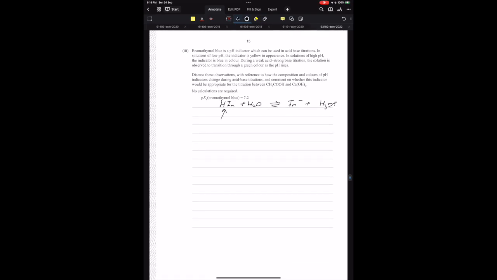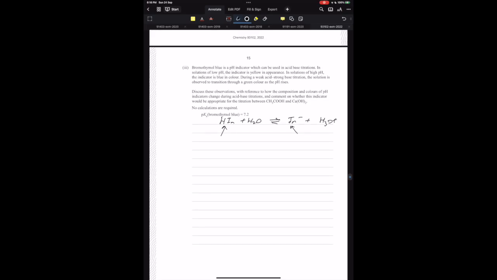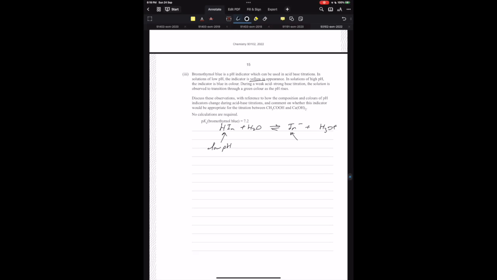The protonated form, HIN, would be of one color, and the deprotonated form of the acid-base indicator, IN minus, would be another color. In a general case, protonated forms are what you find at low pH. Because in a low pH solution, the concentration of hydronium ions is quite high. And if the concentration of hydronium ions is high, this equilibrium is shifted backwards, and so HIN would also be high, which means HIN would be present in a low pH solution. In solutions of low pH, the indicator is yellow, so that means HIN is yellow.